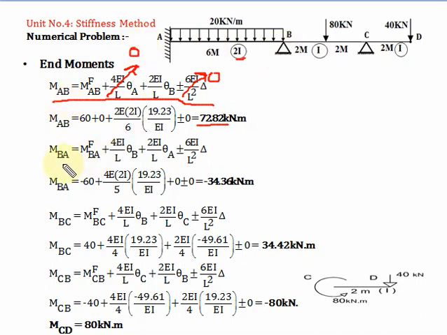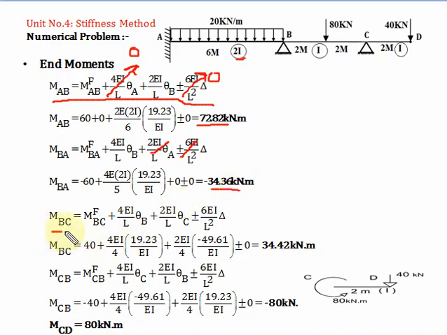Now we will apply the slope and deflection equation for member BA. The equation for member BA will be MF BA, that is the fixed moment in BA, plus 4EI upon L theta B, plus 2EI upon L theta A, plus minus 6EI upon L square delta. Here also the value of theta A and delta will be equal to 0. So fixed moment in member BA is minus 60 and we know the value of theta B as 19.23 upon EI. After solving this, we'll get the moment in member BA as minus 34.36.